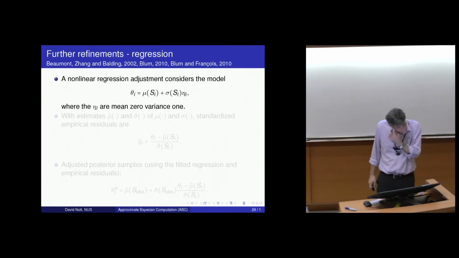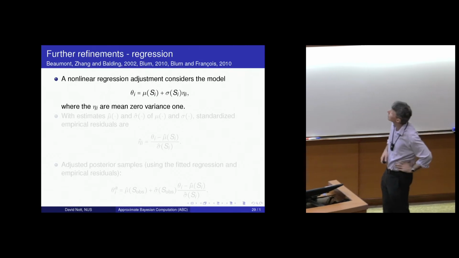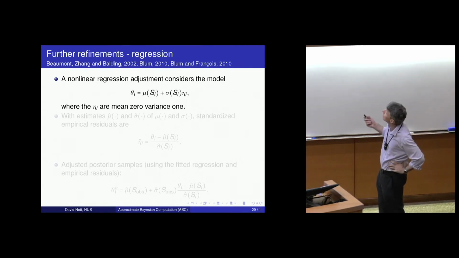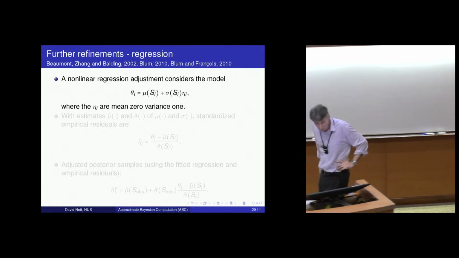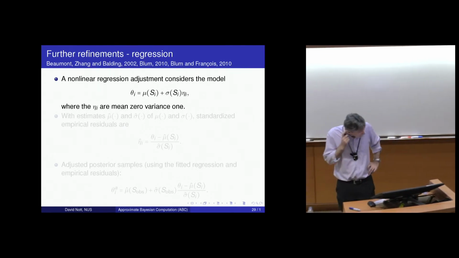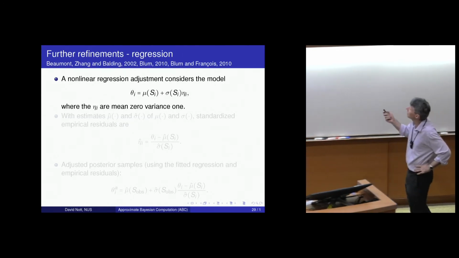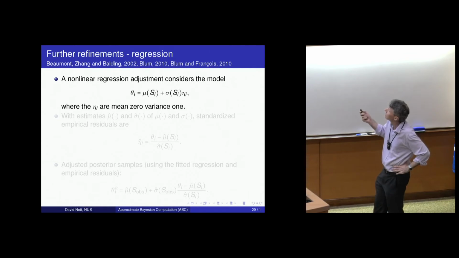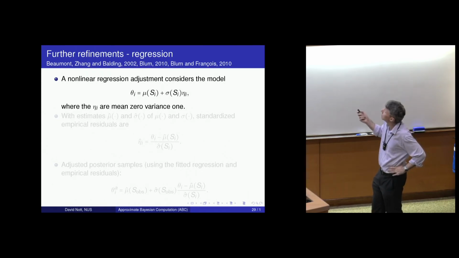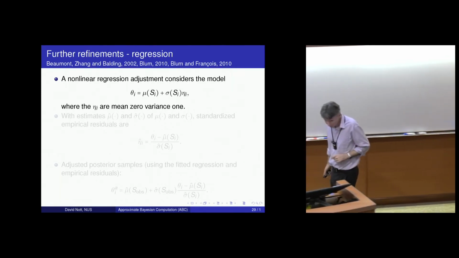Now, you can, of course, consider more sophisticated regression adjustments. This is a nonlinear adjustment that's quite popular and available in standard software. So we could consider a regression model now where there's a flexible mean that's a function of the summary statistics, plus a flexible standard deviation function times some zero mean, variance one residuals. Now, suppose I fit that model.